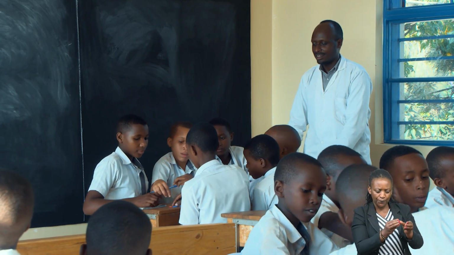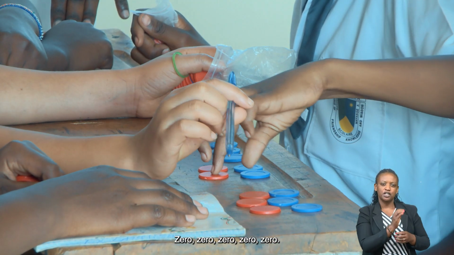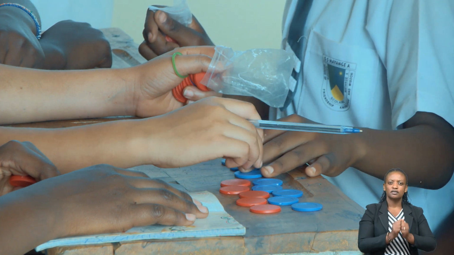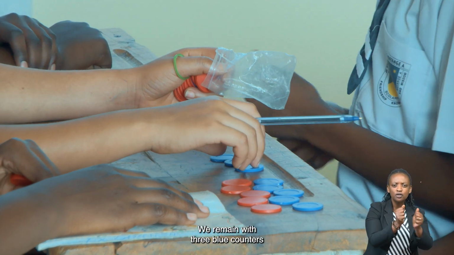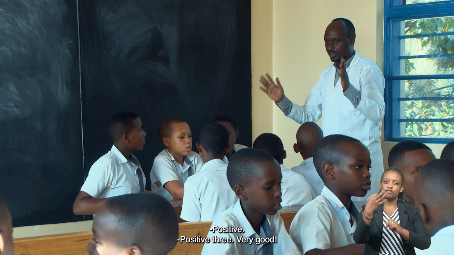And then pair. 0, 0, 0, 0, 0. We remain with 3 blue counters, which represent positive 3. Very good.